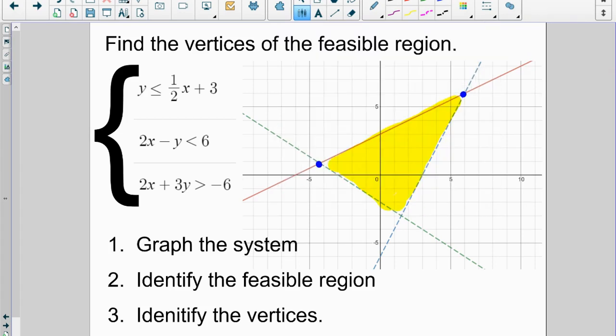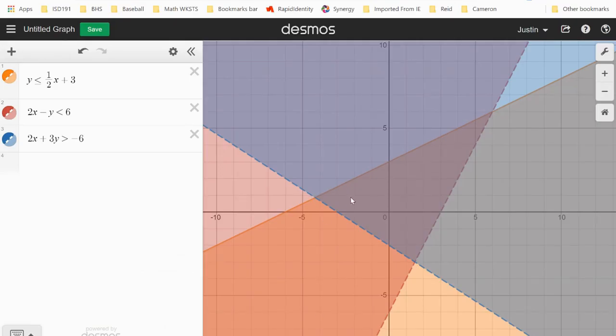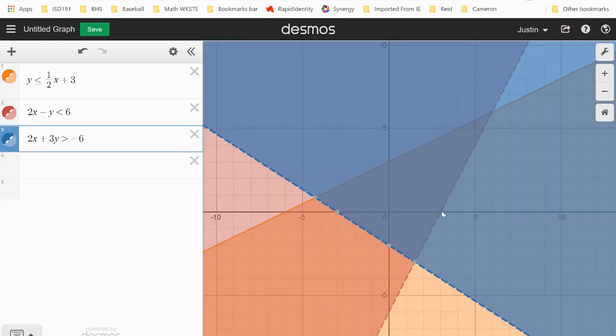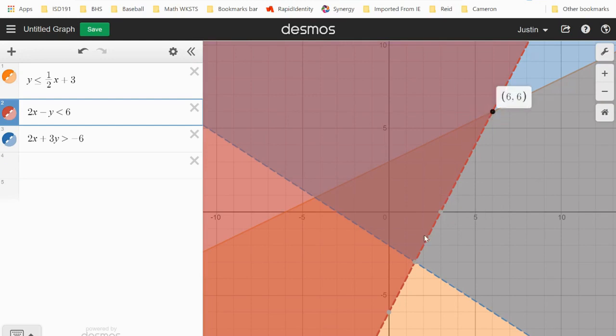One, two, three. Okay, so to find that, we're going to go back to Desmos. And remember, in Desmos, you can literally just click on it to see what it looks like. If you click on any one of these boundary lines, it's going to change the shading, but it also makes those intersections appear. Notice I have a dot here, but that's not the intersection of my boundary lines, so I don't really care about that. That's just the x-intercept of that line.